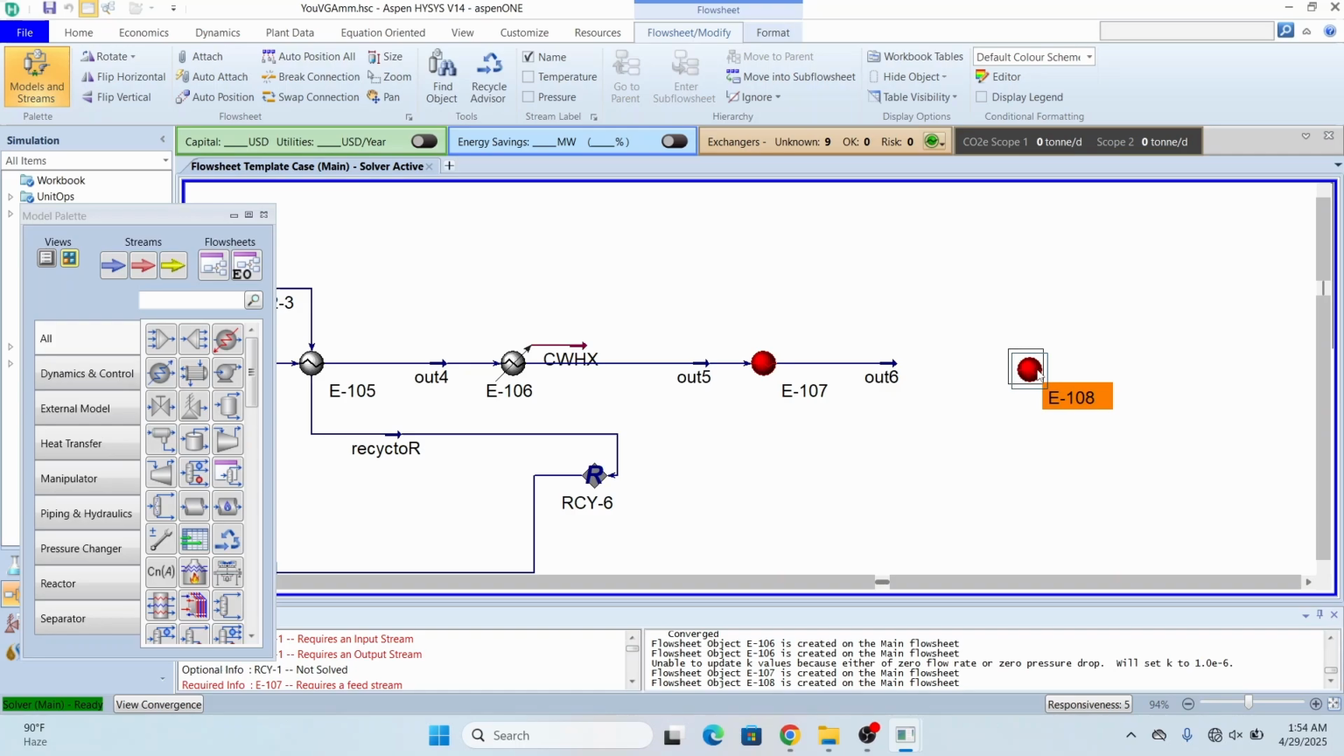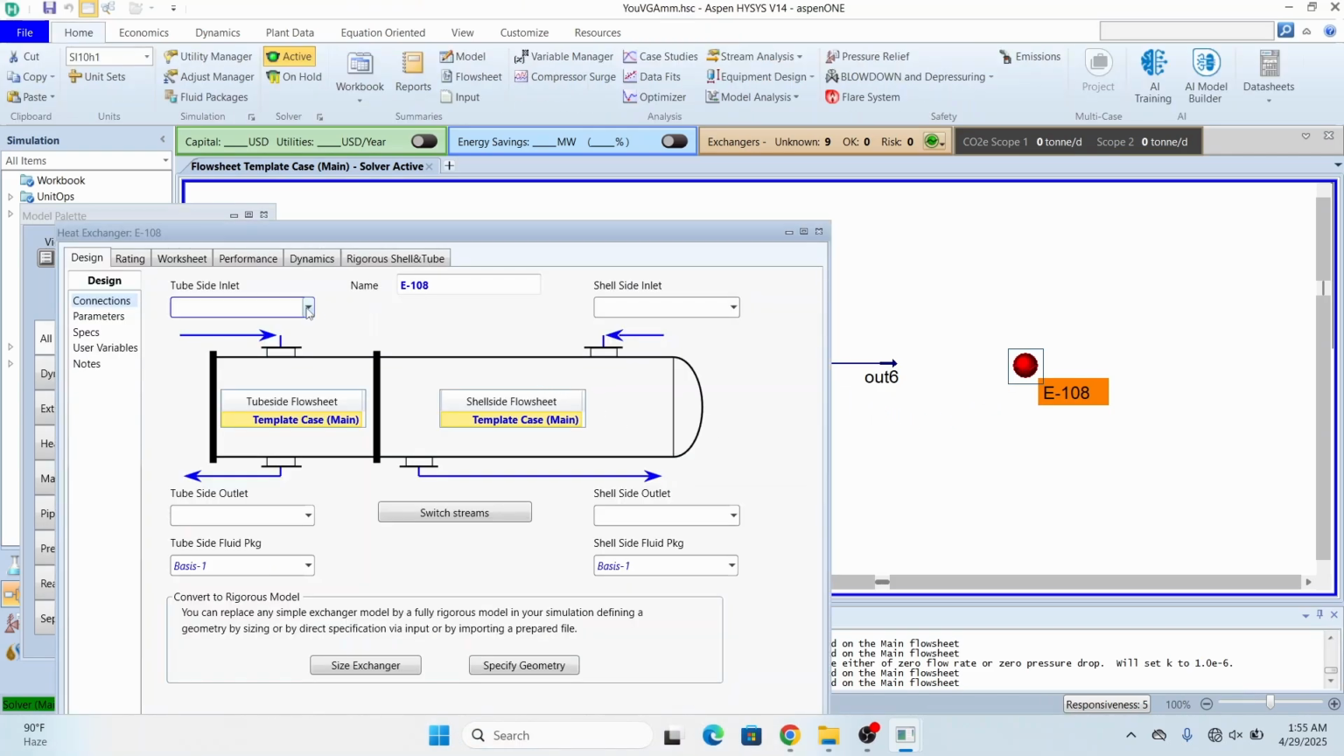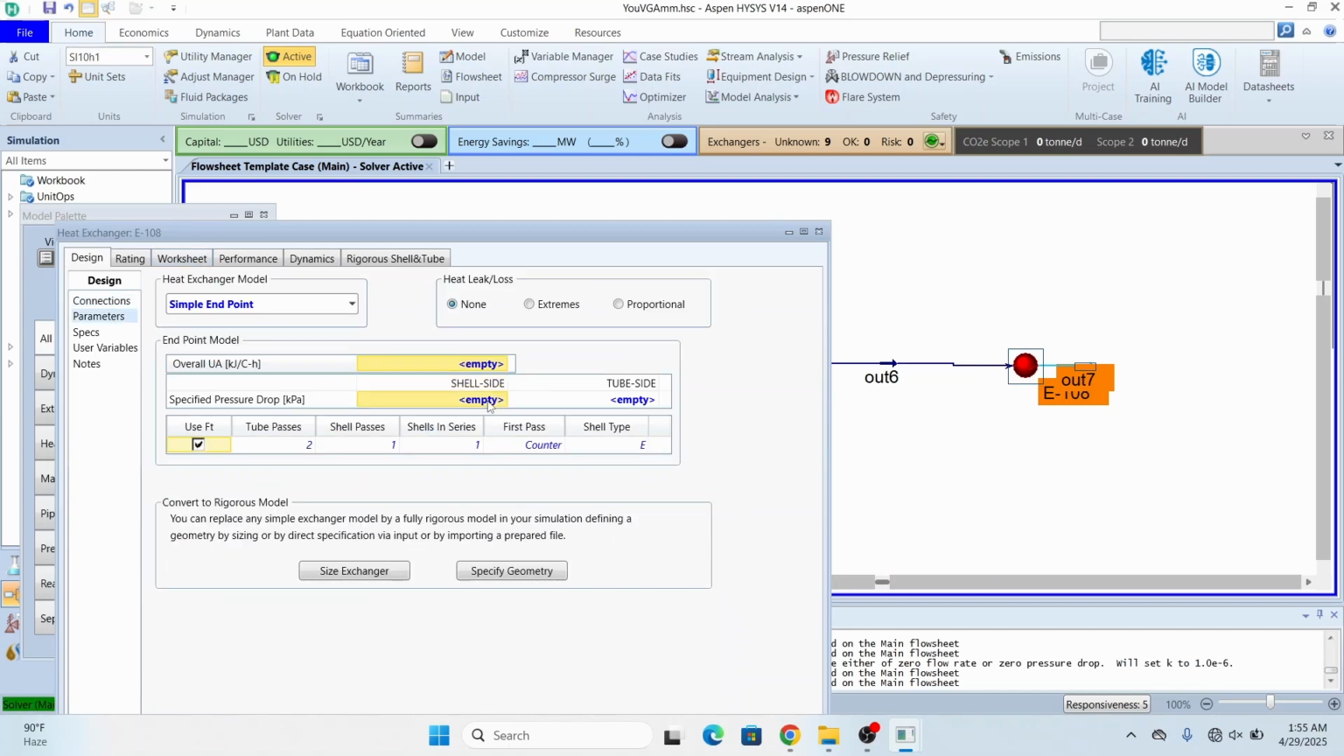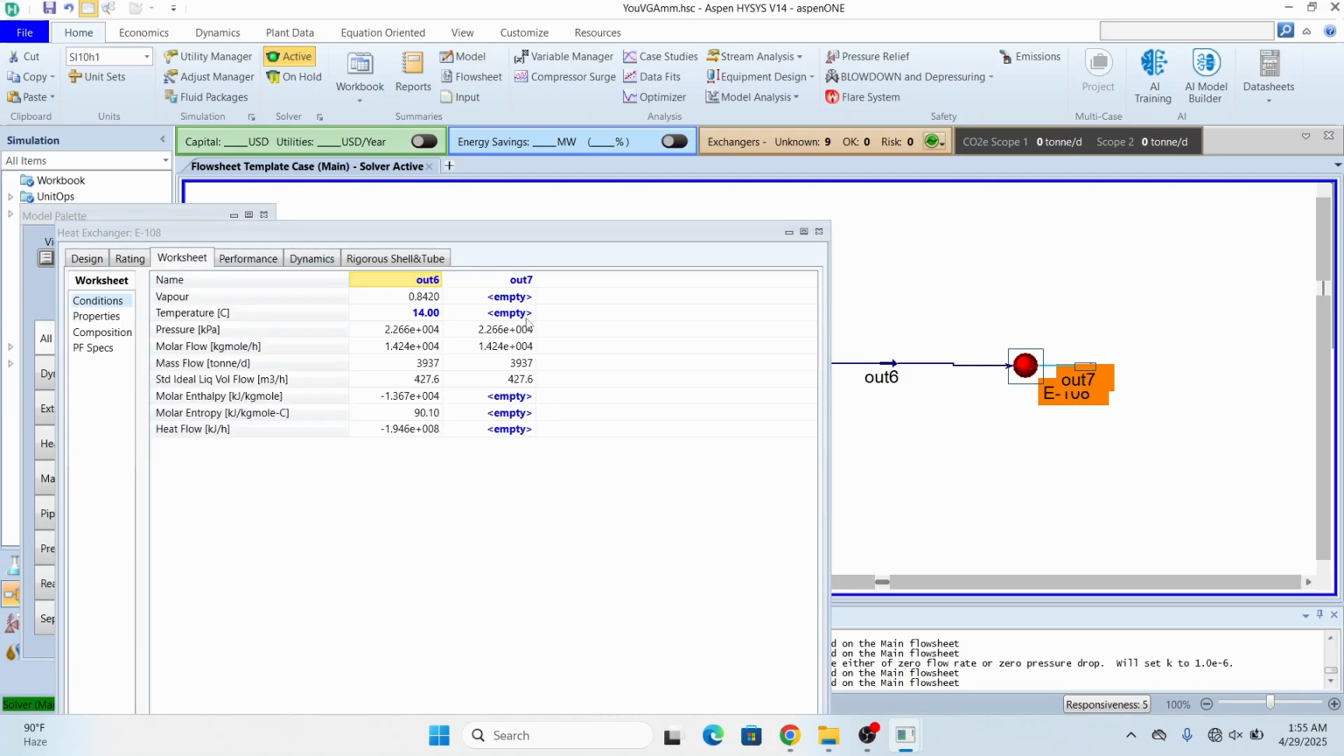In the next video we will simulate our refrigeration cycle of ammonia in this simulation, and we will converge these two heat exchangers as well. But in this video we are not going to converge these two heat exchangers. So this is out 6, and our last will be out 7. Go to the parameters, we will give the pressure drop as 0. Again, here we will give the pressure drop as 0. We will go to the worksheet, and here you can decrease the temperature to 3 degrees.